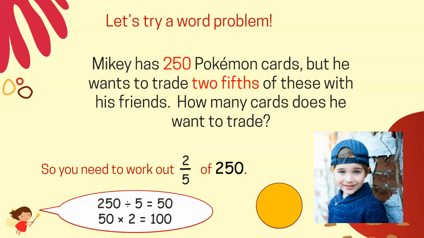Did you remember the 2 steps? 250 divided by a denominator 5, that's 50. To work out 2/5, we've got to multiply our result from our first step, 50, times our numerator, 2. 50 times 2 is 100. So Mikey wants to trade 100 cards. Well done if you got it.